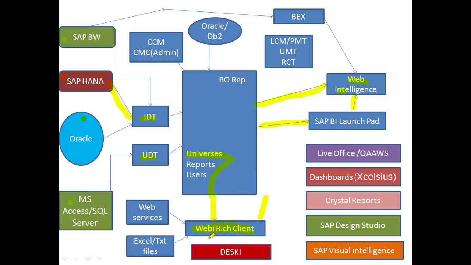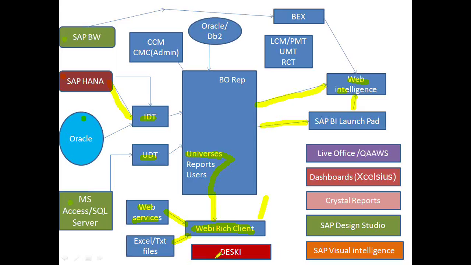Other than these sources, you can connect to web services as a data source and create reports. Web services is another source. You can also connect to unstructured data sources, which are text files, Excel files, and flat files, and create Web Rich Client reports. That cannot be done with Web Intelligence reports.